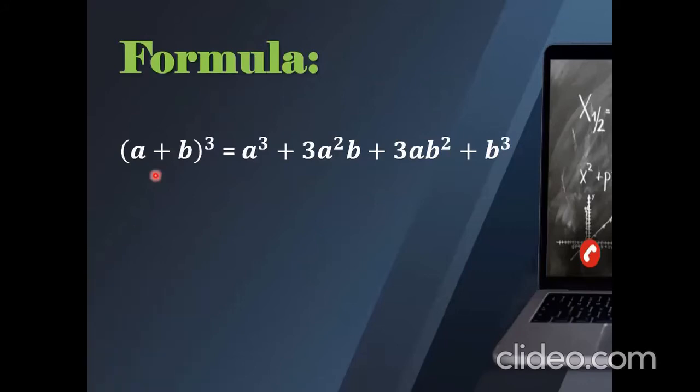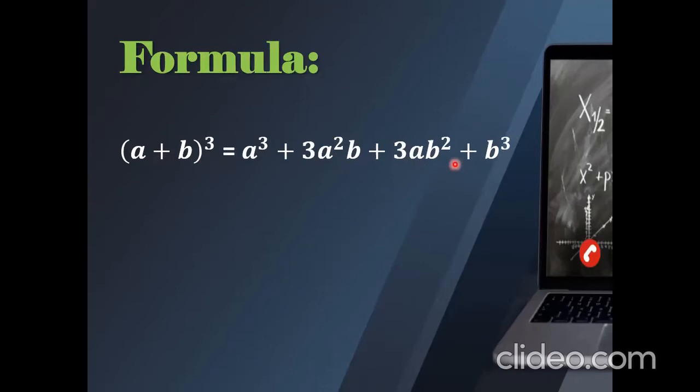What you have: (a plus b) whole cube. (a plus b) whole cube means if you have two terms and the cube of those two terms will be equal to a cube plus 3a square b plus 3ab square plus b cube. This is the new formula to find the cube of any two terms. So you will use this formula if you have (a plus b) whole cube. It will be equal to a cube plus 3a square b plus 3ab square plus b cube.